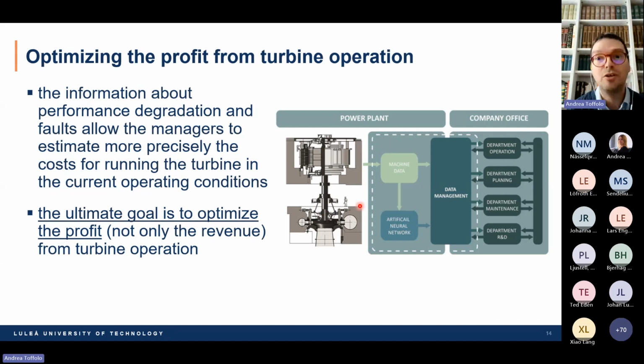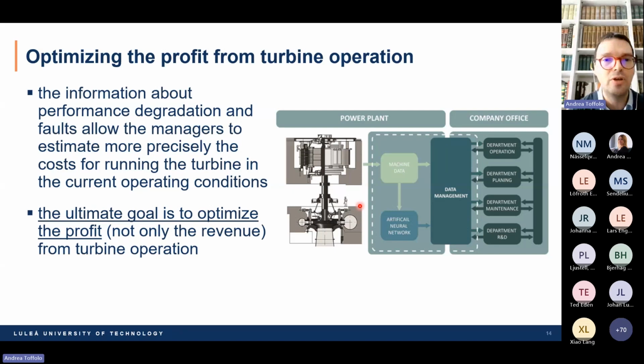So what is the ultimate goal of this exploitation of the results with the neural networks? Well, the information from the expert system about the performance degradation and the faults allows the managers to estimate more precisely the cost of running the turbine in the current operating conditions. Because if there is a performance degradation, you know the cost of it. Or you can also monitor the vibrations of some mechanical components with the data acquisition system, and then you can estimate the life expectancy for those components.